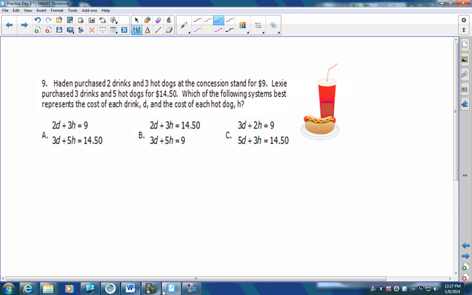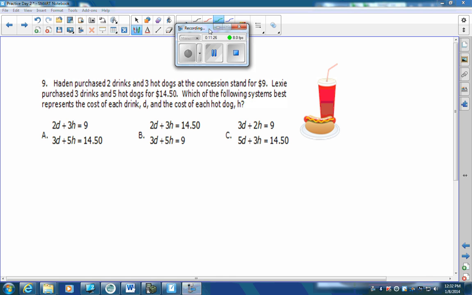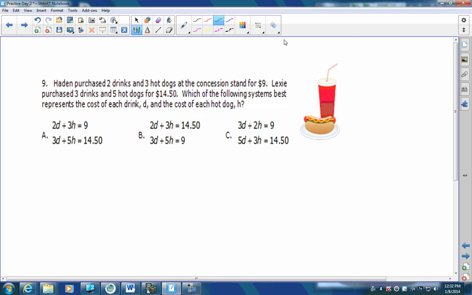Okay, please do number 9. All right, number 9 says, Hayden purchased 2 drinks and 3 hot dogs from the concession stand for $9. Lexi purchased 3 drinks and 5 hot dogs for $14.50. Which of the following systems represents the cost of each drink, D, and the cost of each hot dog?